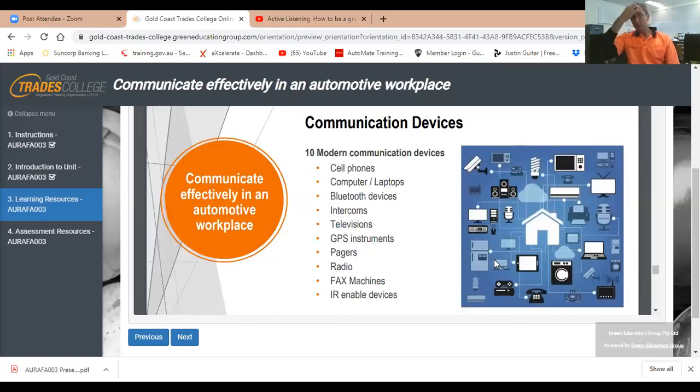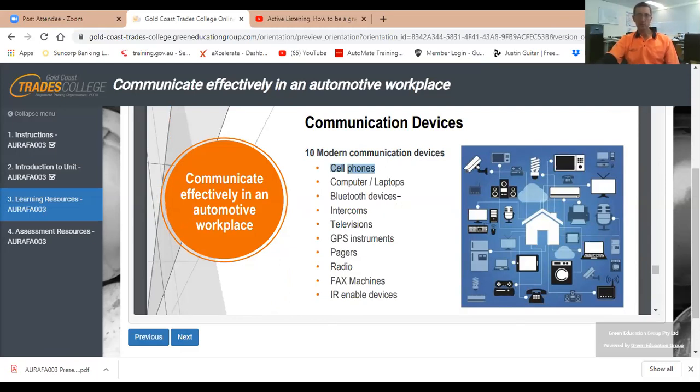So we're just going on to communication devices. In an automotive workshop, and in fact at most workshops, whether it's automotive or anything these days, there's going to be some type of communication device. I've got a picture here in blue of all sorts of different devices that might be used in a workshop situation. Of course, we all know what a cell phone or a mobile phone is. We all know what a computer and a laptop is. They're two great communication devices.